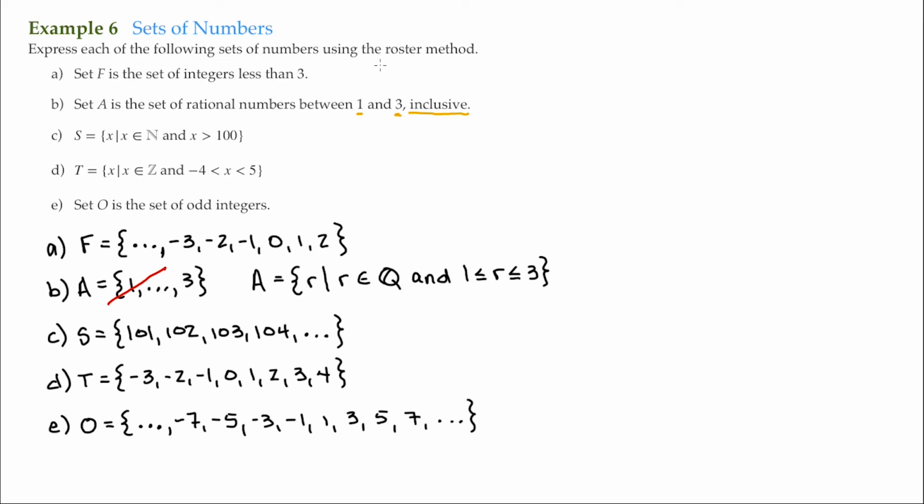So here we went ahead and used the roster method to describe either a word description or the set notation. It doesn't always work, as we saw for B. That's why we have different methods, because one method may be more clear or might not work compared to another method. And there you go.